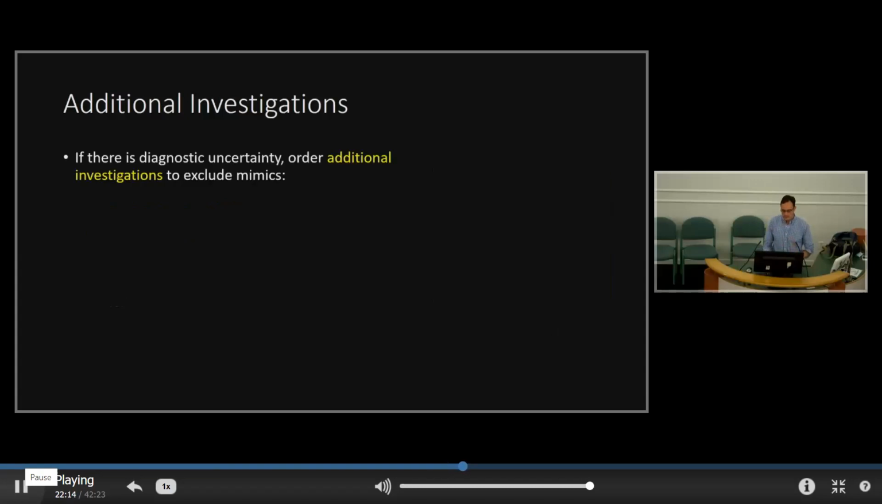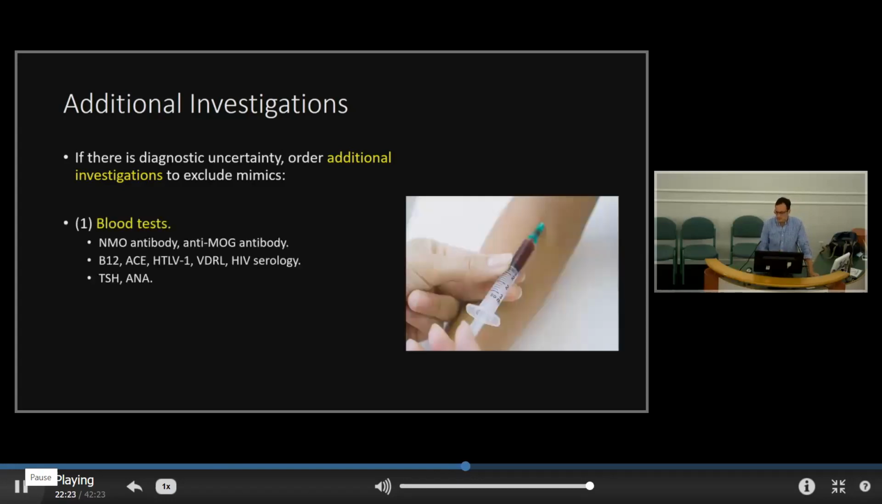Okay, so due to all these mimics, there are additional investigations other than the MRI and LP that you should order if you're thinking of MS. So blood tests, this is the list that I would use. You look for NMO antibody, anti-MOG antibody, B12, ACE, HTLV1, VDRL, HIV, TSH, and ANA. VDRL is for neurosyphilis. That's a good basic panel.